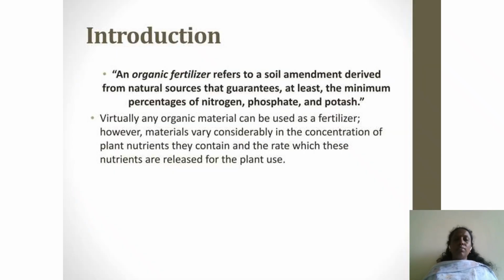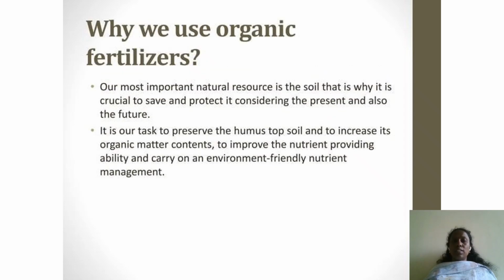So next is the organic fertilizer. Organic fertilizer refers to soil elements derived from natural sources, such as carbon compost, with a minimum percentage of nitrogen, phosphate, and potassium. Any organic material can be used as fertilizer. Any material which is considered to be an organic component can be utilized as a fertilizer.